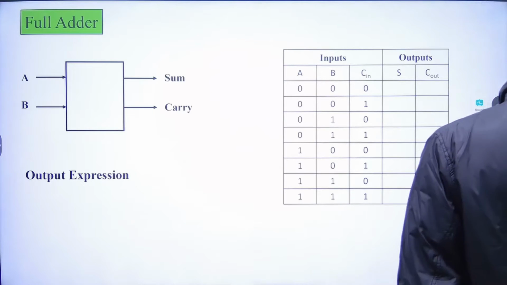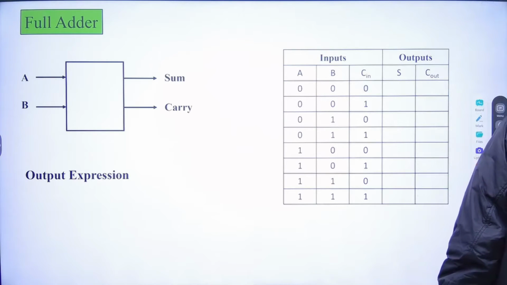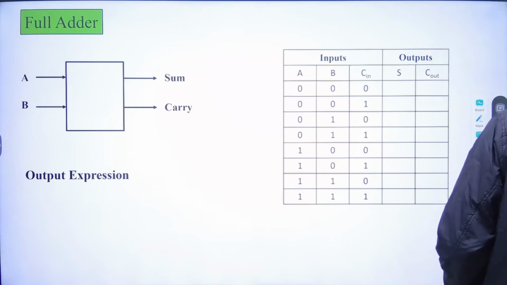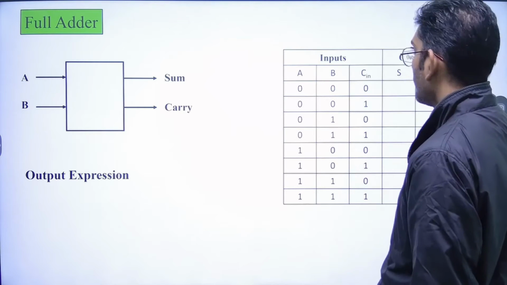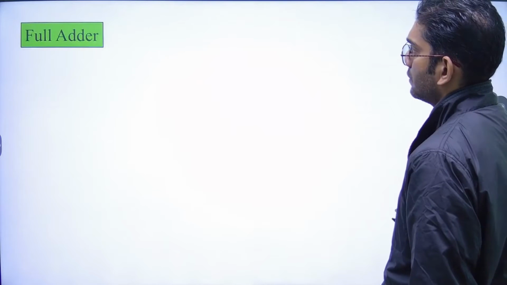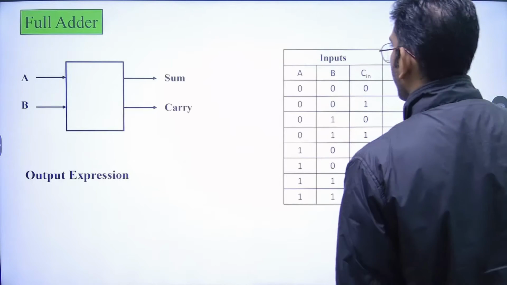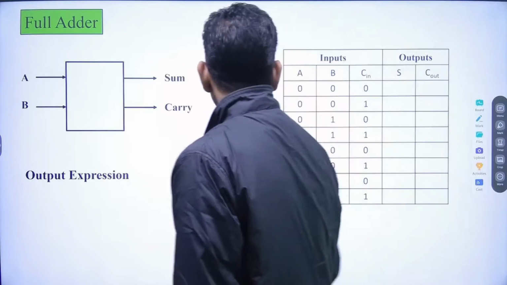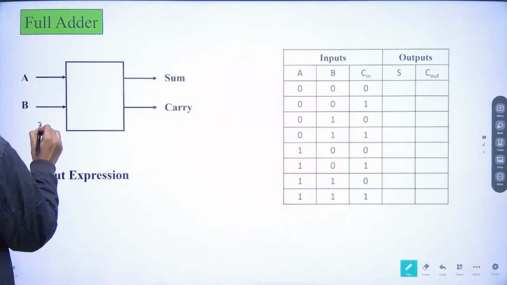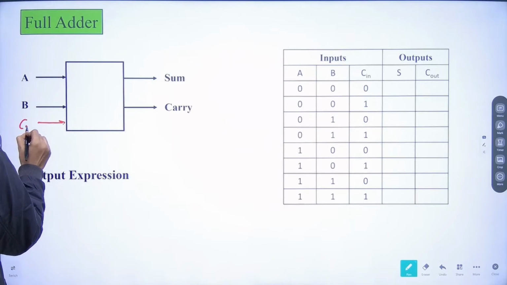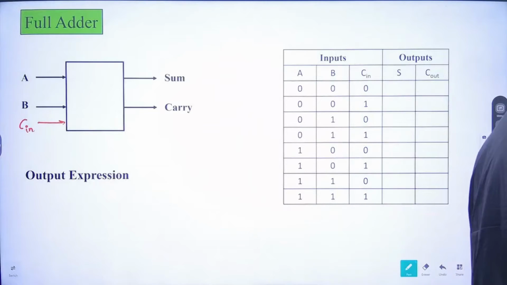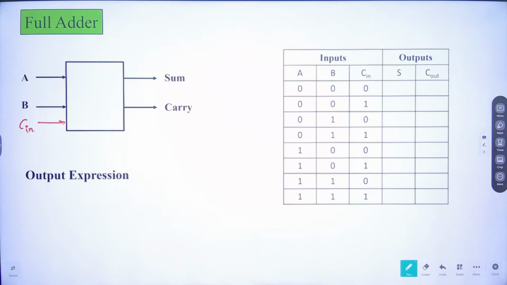And that is the full adder. Okay, now coming to the next part, and that is the full adder. Full adder output expression. Here in the full adder, one more input would be present. There would be three inputs, so the third input would be C in. Now three inputs are present in the case of the full adder.